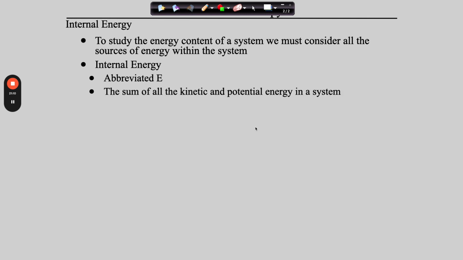So guys, E is the sum of all the kinetic and potential energy of a system. And again, I know that we've talked about this before, but we need to bring it back in front of us because guys, there's something interesting that you need to know about this idea. So total internal energy is abbreviated E, it's the sum of the kinetic and potential. If you want it as an equation, we can do this.